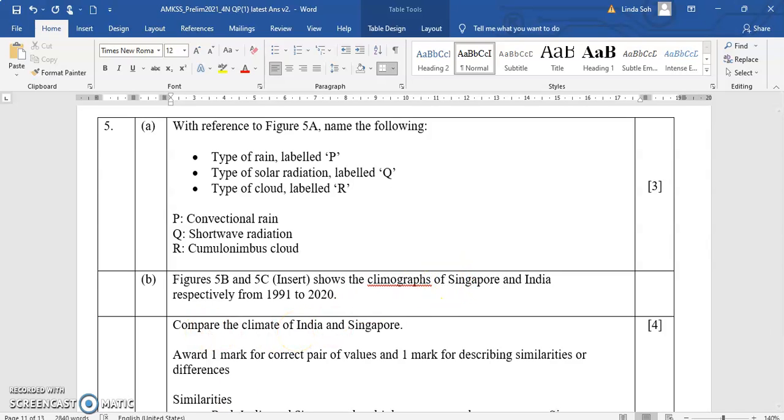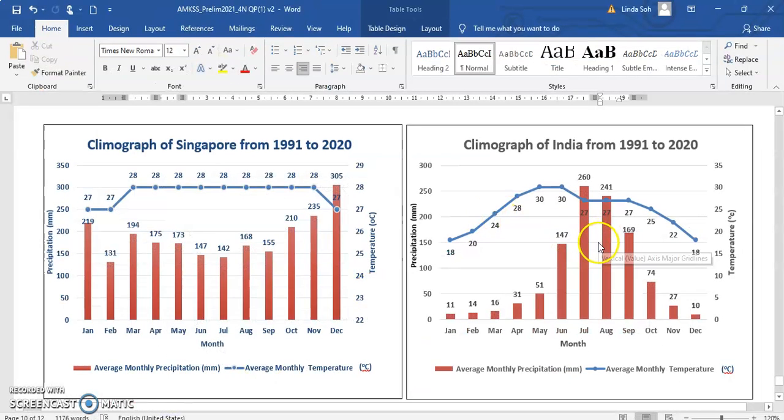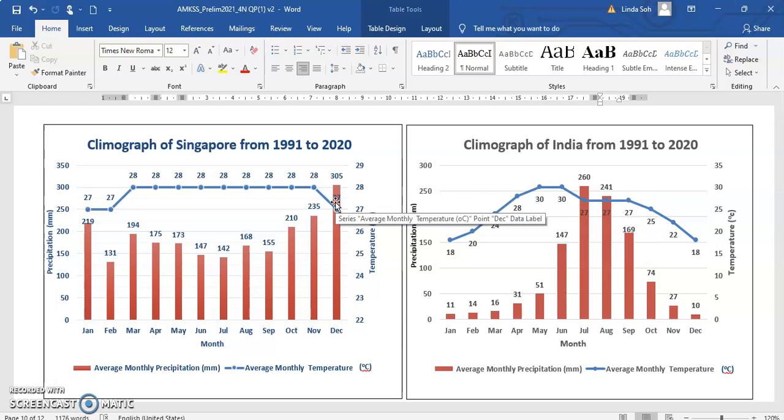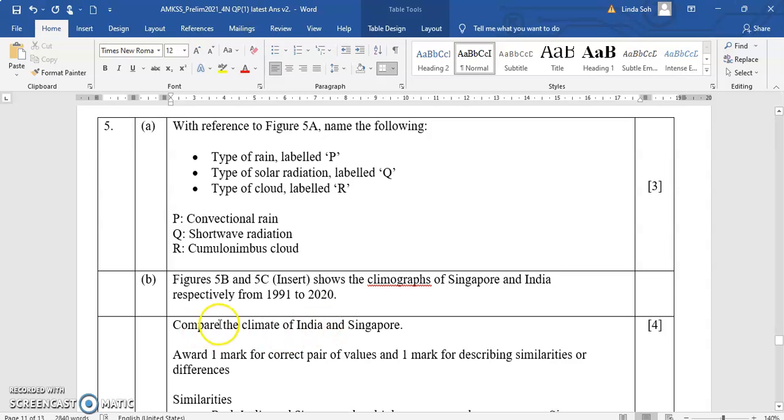So for a climate graph, precipitation will always be your bar, then your temperature will always be your line graph. In this case, you are very lucky that we actually put all the values inside the figure. Sometimes during N level, they do not give you the values, then you must read on your own. The common word here is compare. When we compare, we must always look at the similarities as well as the differences. In this case, we are quite kind. We give you marks if you are able to calculate as well.